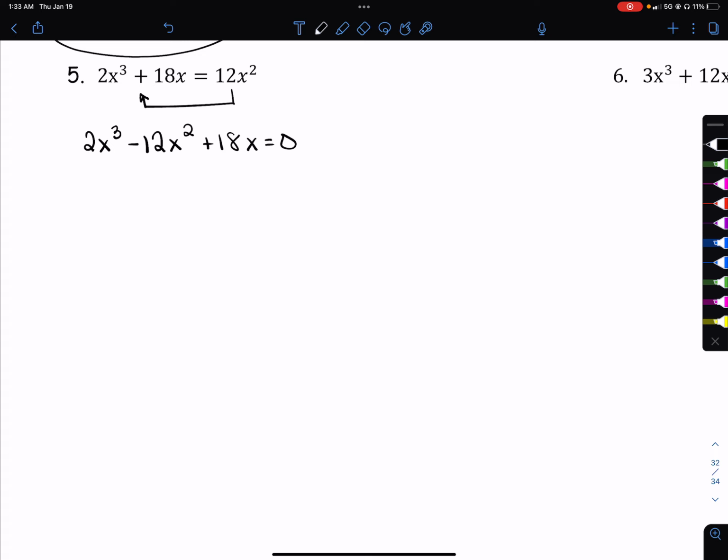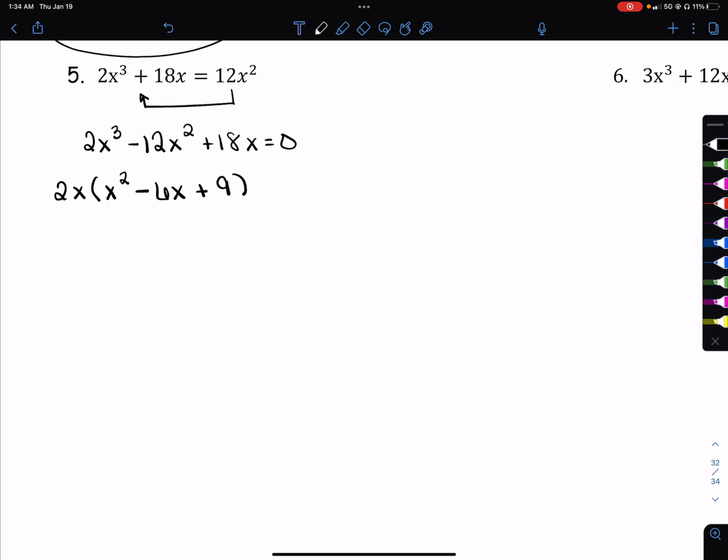Well, this time, if you notice, they can all be divided by 2. Also, they all have an x as part of their factors. So we are going to factor out 2x. So then I will be left over with x squared minus 6x plus 9. All of this equals 0.